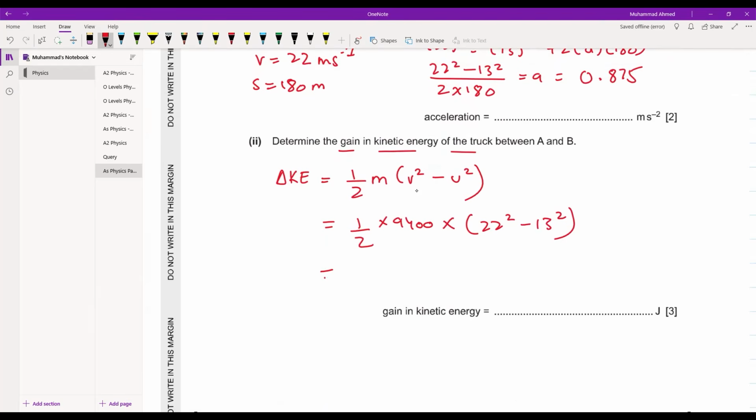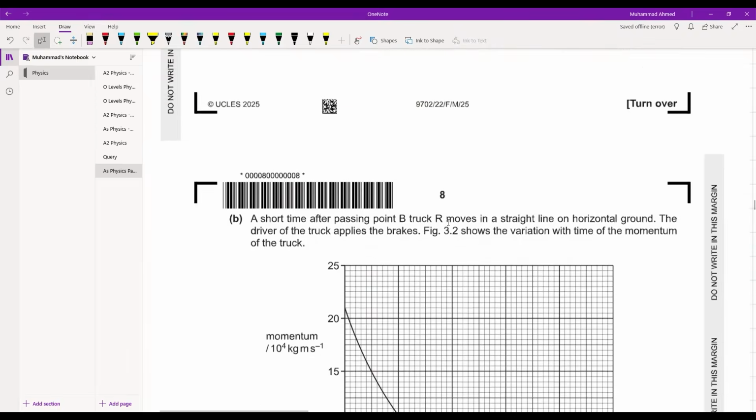Calculate this answer. What does this come out to be? 0.5 into 9400 into 22 square minus 13 square. Your answer comes out to be 148,000 joules. You can write it in standard form as well, 1.48 times 10 raised to the power of 6 joules. Simple. Obviously, you can give the answer to two or three significant figures, whatever you feel is good.